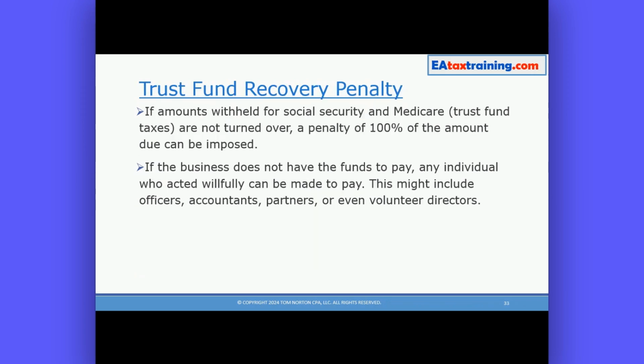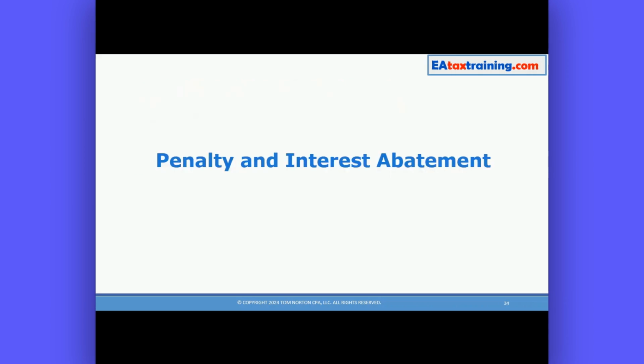Trust fund recovery penalty. We talked about this previously, but let's talk about it again. If amounts are withheld for Social Security and Medicare, remember those are the trust fund taxes, and those are not turned over, there is that 100% penalty. And if the business can't pay it, then any individual who acted willfully can be made to pay. And remember, any individual doesn't have to be an owner. It could include an officer, an accountant, a partner, or even volunteer directors.